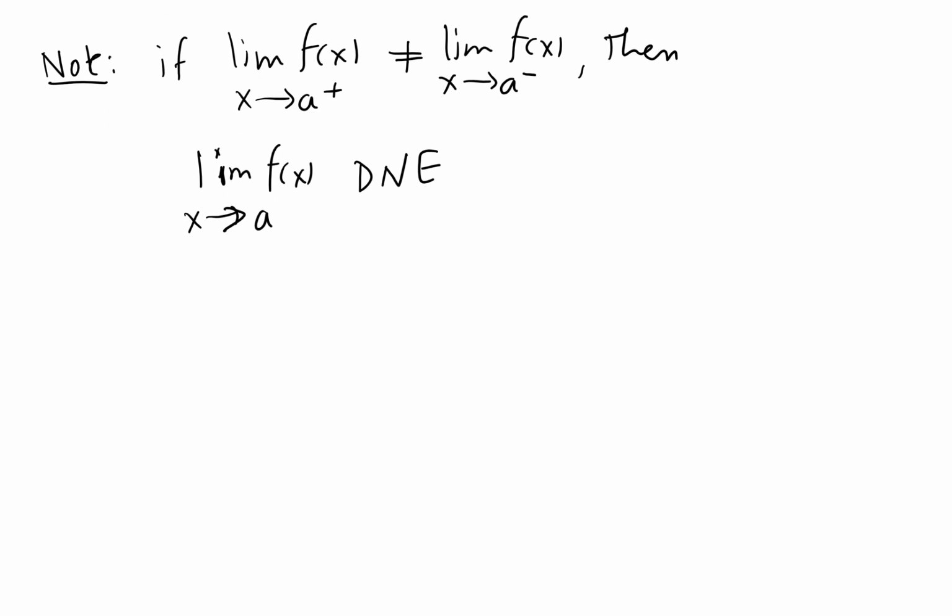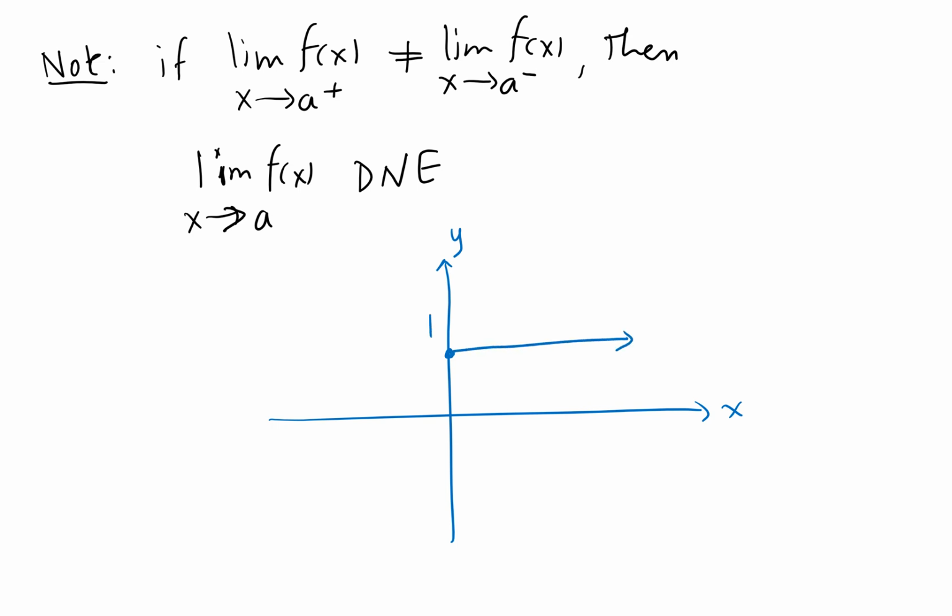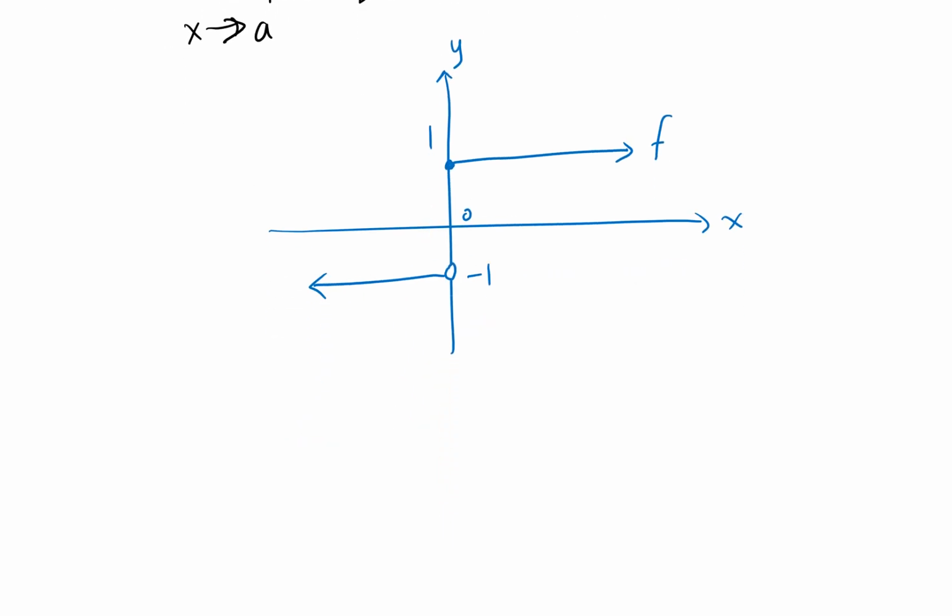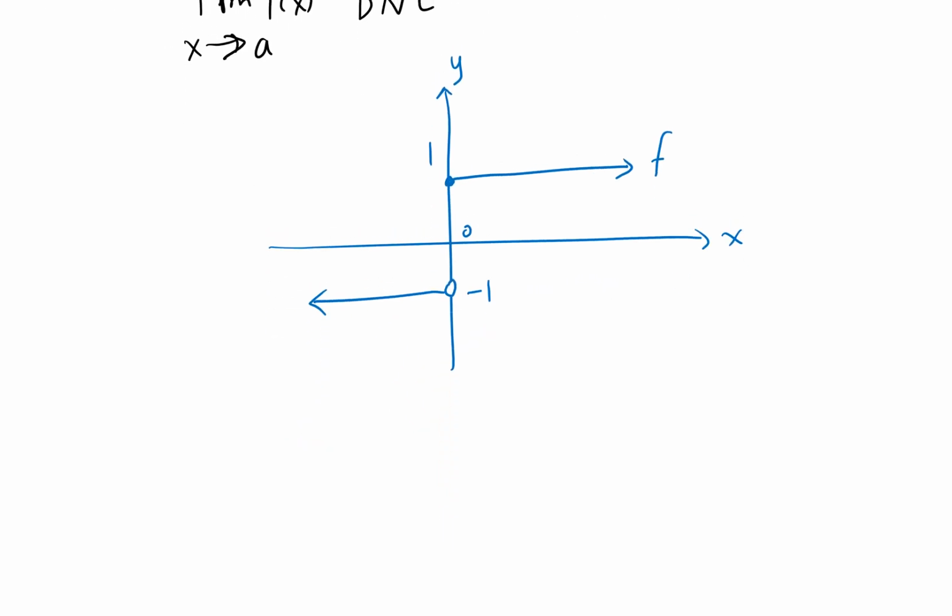So let me show you an example here on the graph. X, Y. This is the function. It's called a piecewise function. The two pieces form one function called f. So if we try to find the limit of f of x as x approaches 0 from the right side, and the limit of f of x as x approaches 0 from the left side, what are we going to get?